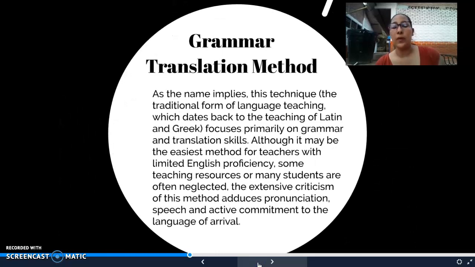Grammar translation method. As the name implies, this technique is the traditional form of language teaching, which dates back to the teaching of Latin and Greek, and focuses primarily on grammar and translation skills. Although it may be the easiest method for teachers with limited English proficiency, the speaking and listening skills of many students are often neglected. The extensive critics of the method point to weaknesses in pronunciation, speech, and active commitment to the language.